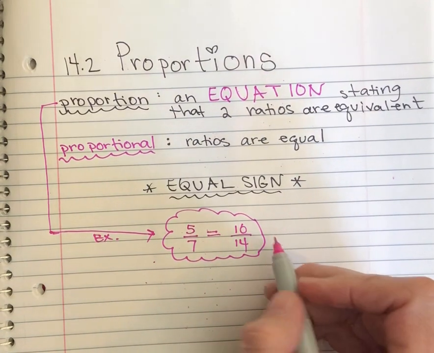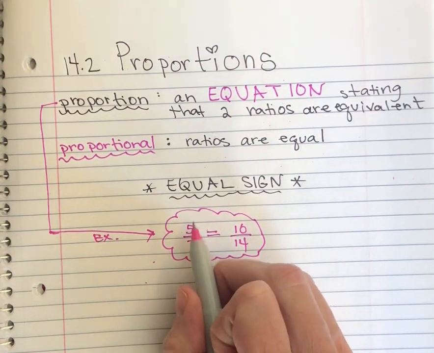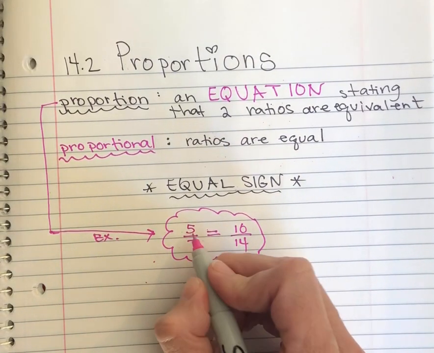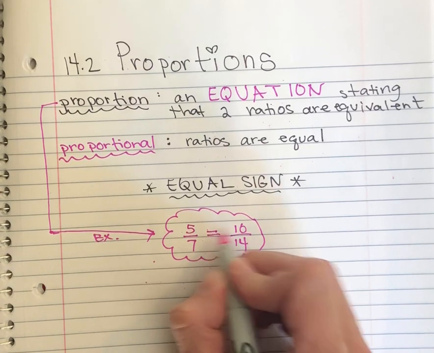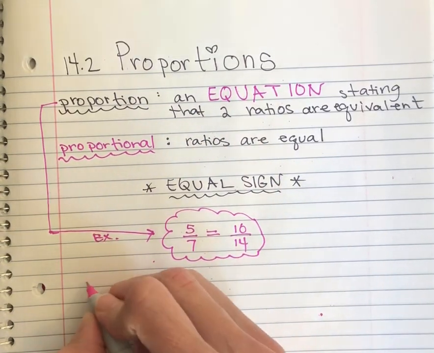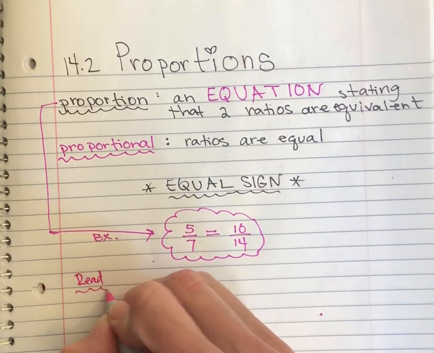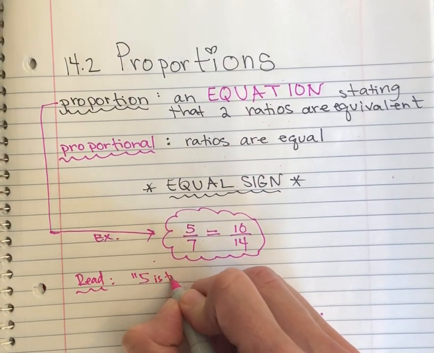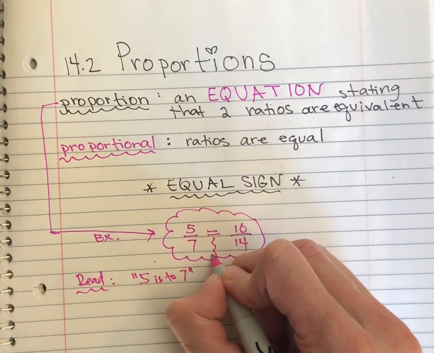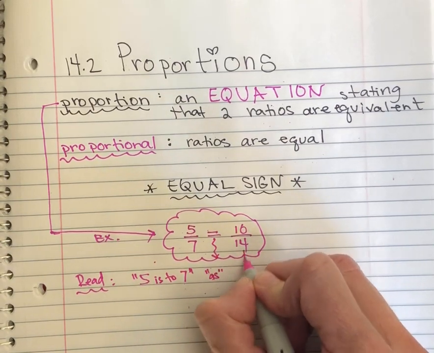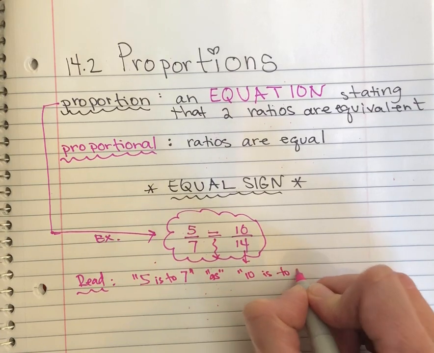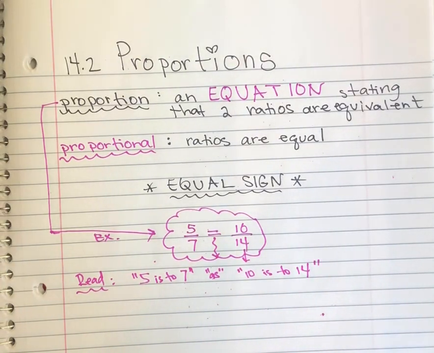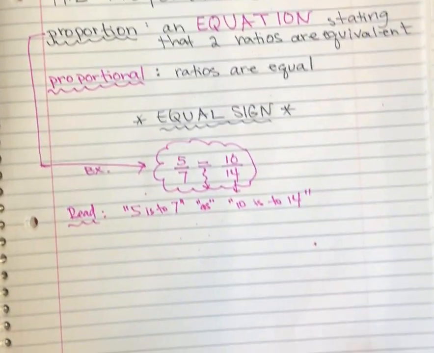So here would be an example of what a proportion looks like. The way we would read this, we wouldn't say 5 7s equals 10 14s. Technically, we would read it 5 is to 7 as 10 is to 14. I don't know if you really need to write this part down, but we need to know how to say things correctly. 5 is to 7 is read as 10 is to 14. Okay? So there's our background information on what proportions are, what it means to be proportional. So let's try it out.